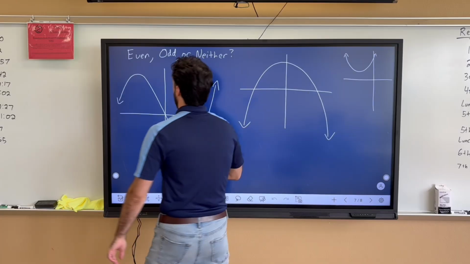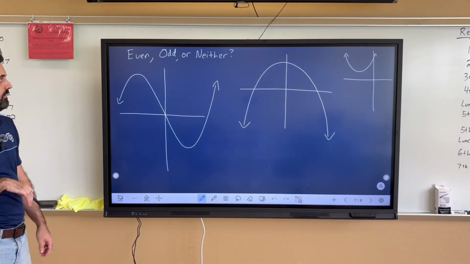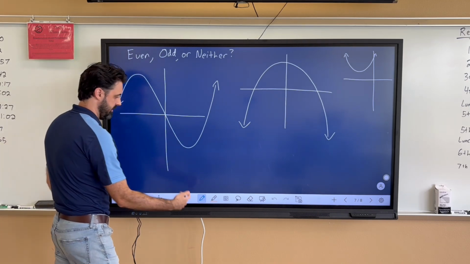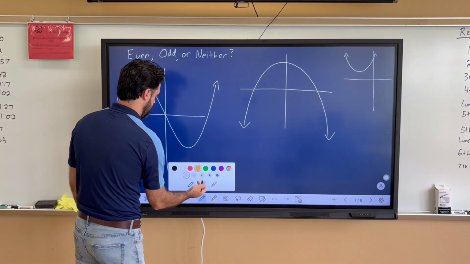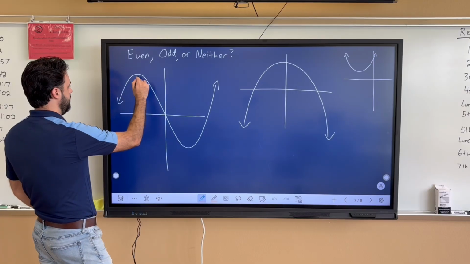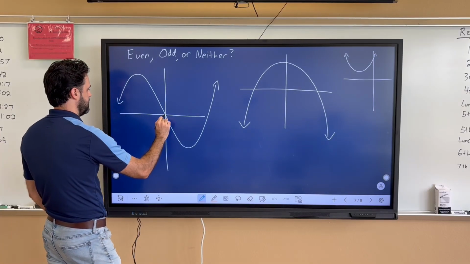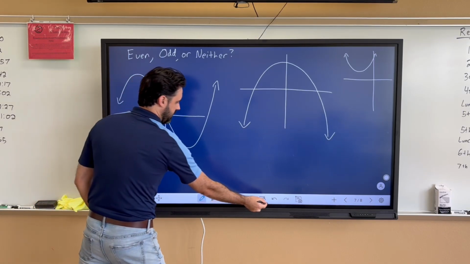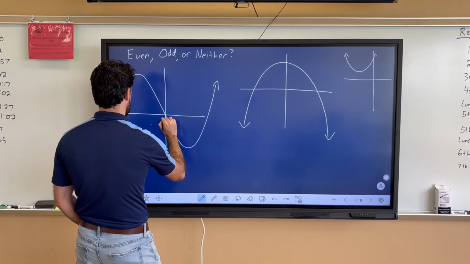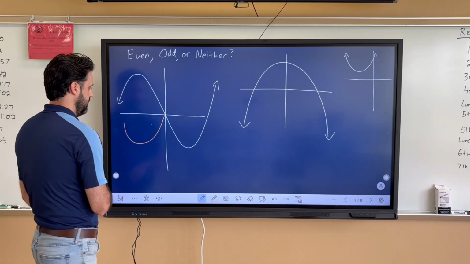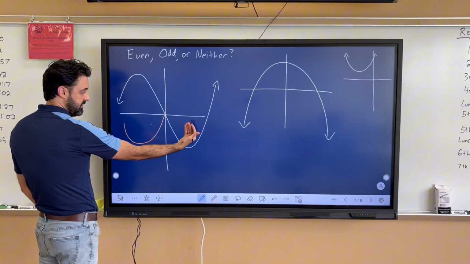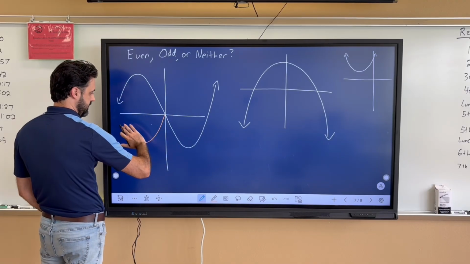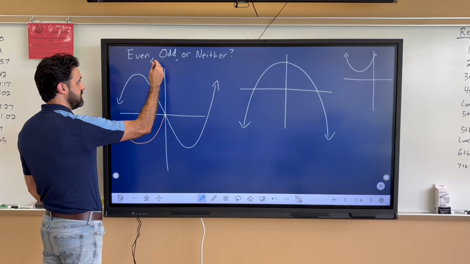Looking at these graphs, we're going to determine are they even, odd, or neither. So this one, let's see, it goes through the origin, but that's not a guarantee that it's odd. We're going to flip this part over the x-axis, so it looks like, try again. One more try. Like that. And if I were to reflect it again, you could see that the graph is now symmetric with this portion over here. So reflect over the x, then over the y. So this is going to be an odd function.